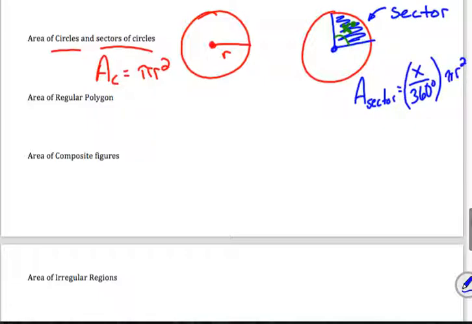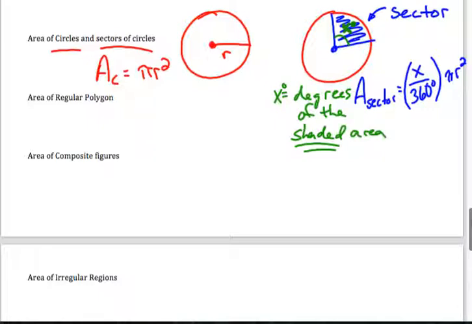times pi r squared. Right? And then the X is going to stand for the degrees of the shaded region. Make sure it's the shaded. Sometimes they'll give you the unshaded and make you subtract it from 360. So that's what you got for areas of circles and area of sectors.